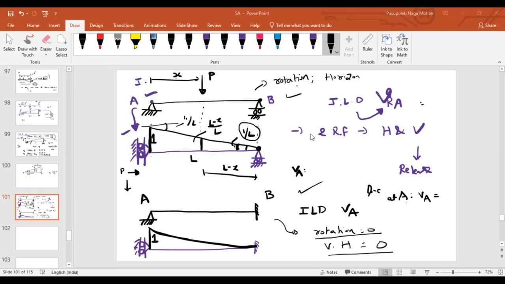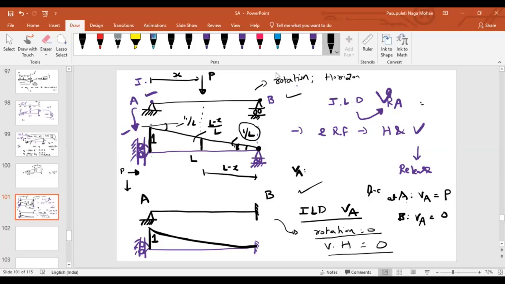Which one you told? What is the question? This is the ILD for VA. If the load is at A, what is the reaction at A? What is the ordinate at A? 1, so 1 into P, P. If the load is at B, what is the reaction at A? 0, because the ordinate is 0.